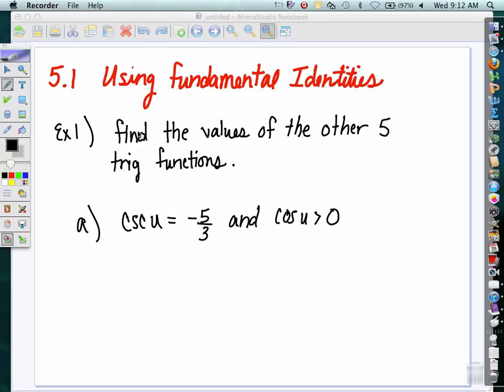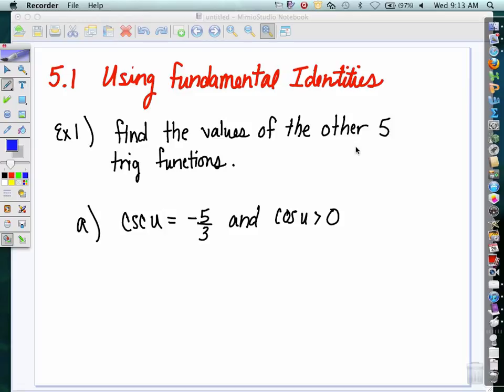So find the values of the other 5 trig functions if you're given cosecant of u is equal to negative 5/3 and cosine u is greater than 0. All right, when we do our trig functions, this is what I'm asking you to find. What's the sine, the cosine, the tangent, cosecant, secant, and cotangent?